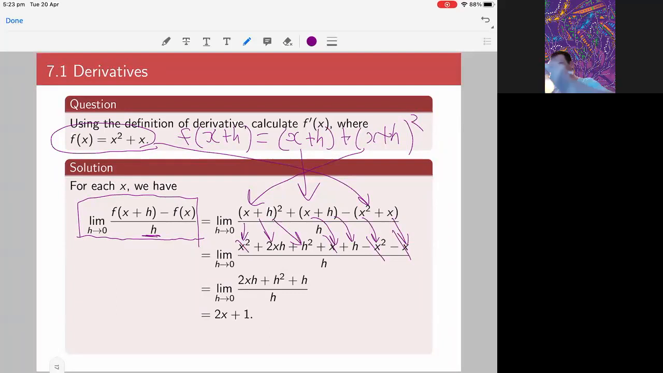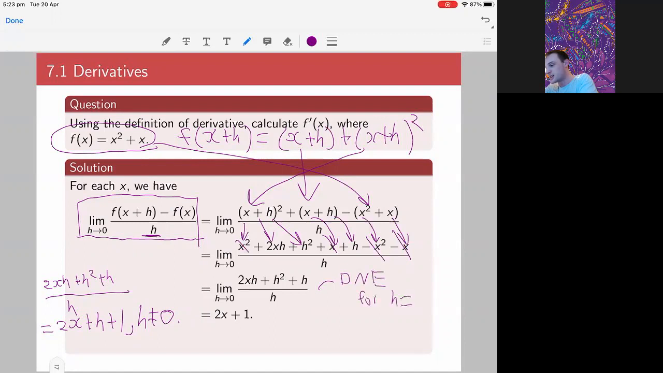Okay, well, let's simplify this. Let's take this over here: 2xh plus h squared plus h, divided by h. This is equal to 2x plus h plus 1, at least if h is not equal to 0. Remember, we're dealing with limits here. Limits only care about the expression when h is really small. It doesn't care about what it is when h equals 0. In this particular instance, we find that this expression is not even defined.